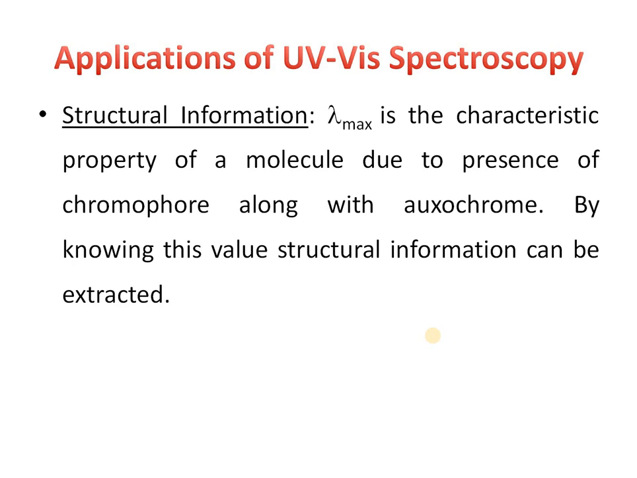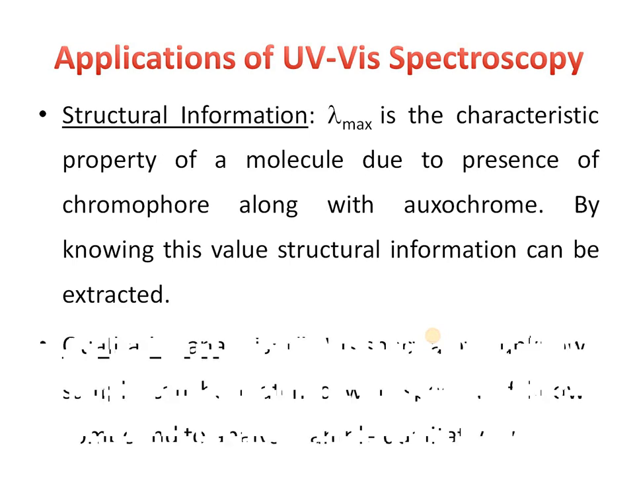First application is structural information. As we have discussed in the previous slide, we get the lambda max from the UV visible spectra. That lambda max is the characteristic property of a molecule due to the presence of chromophore along with the auxochrome. By knowing this value, structural information of that molecule can be extracted.